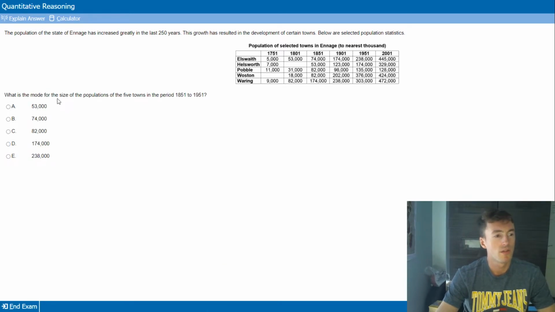Okay, what is the mode for the size of the populations of the 5 towns in the period 1851 to 1951? Okay, so right here we're going to have to just disregard these 2 columns. The question doesn't ask about it, so we're just not even going to look at it. Then we're going to see if we can see a number that reoccurs. So right here we have 82,000, 82,000. See, that's twice. We have 174,000. Oh, we have 174,000 again. Let's see if we can find it again. Yeah, 174. Now we need to look for other numbers, see if they occur more than once.